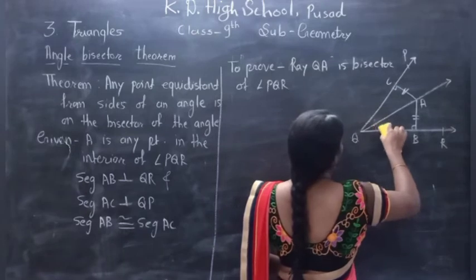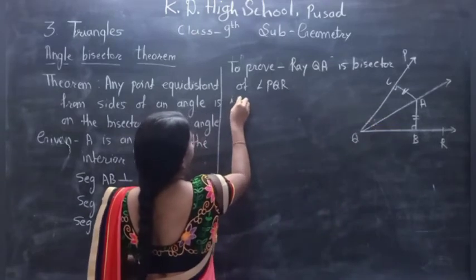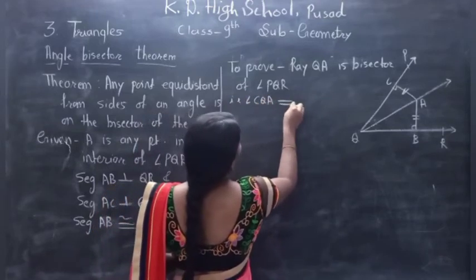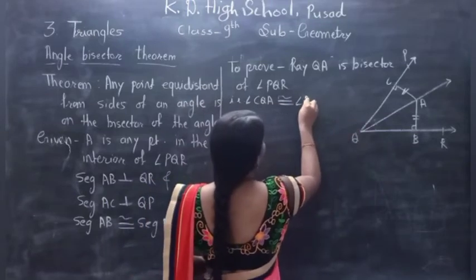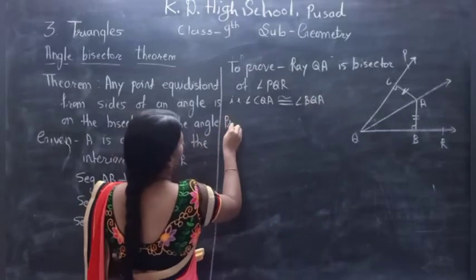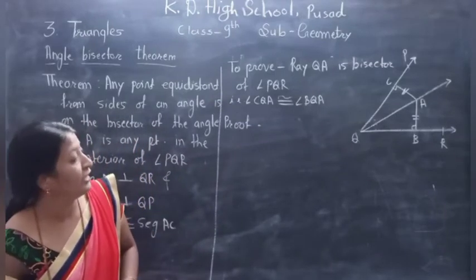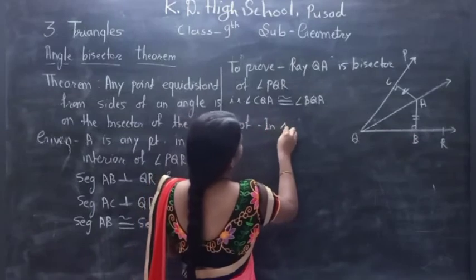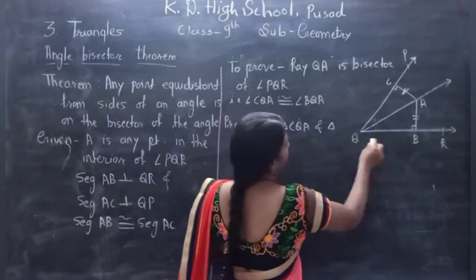Here we have to show that these two angles are congruent. That is angle CQA congruent to angle BQA. Okay, now proof. To prove this, we have to consider triangle CQA and triangle BQA. In triangle CQA and triangle BQA.